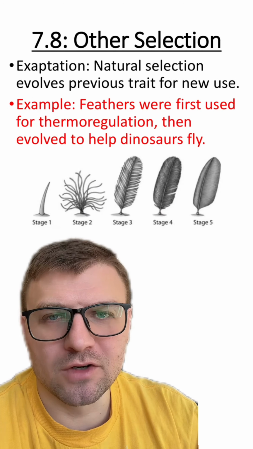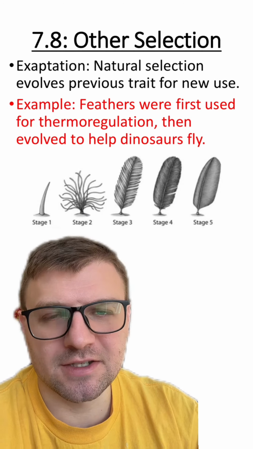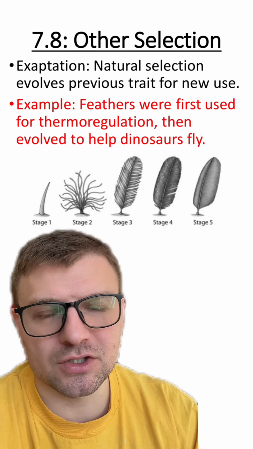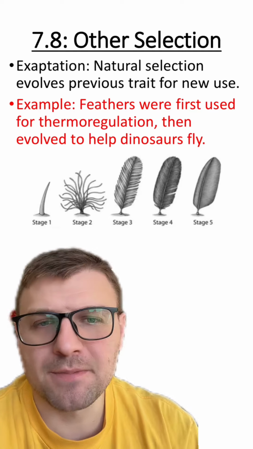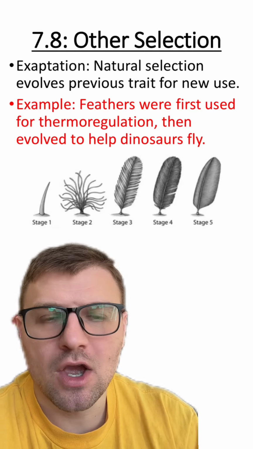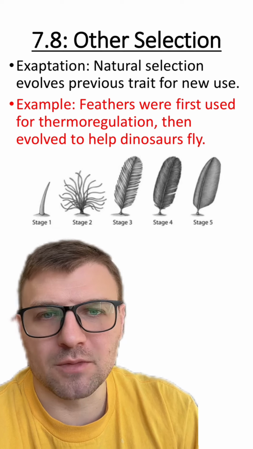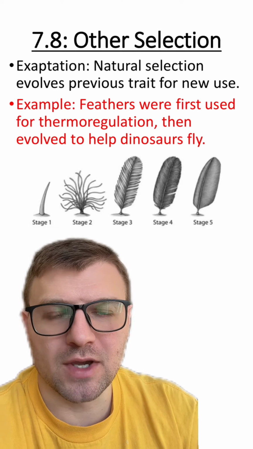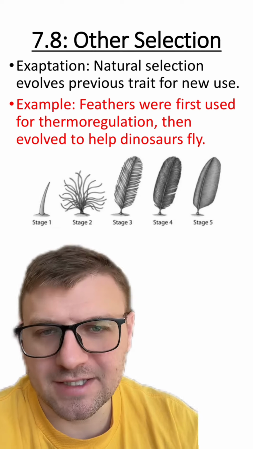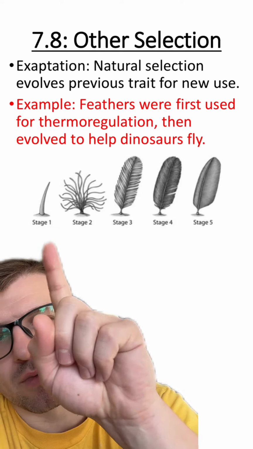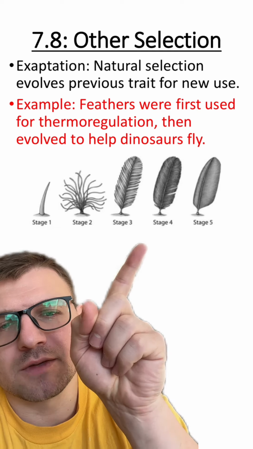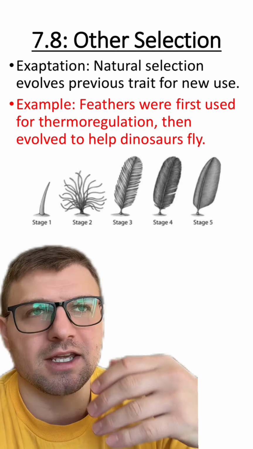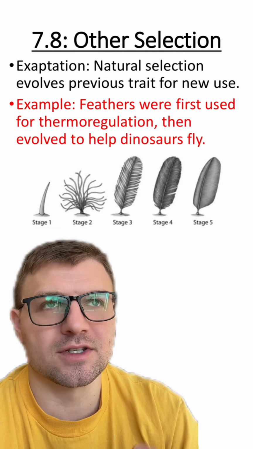One concept that I like to go over in this section is called exaptation. This is where natural selection evolves previous traits for new uses. An example I like to use is feathers, where the first feathers were used for thermoregulation, but then they evolved to help dinosaurs fly. So the exaptation here is that these thermoregulatory feathers are now going to be used for flight when they were originally evolved to help the dinosaurs stay warm.